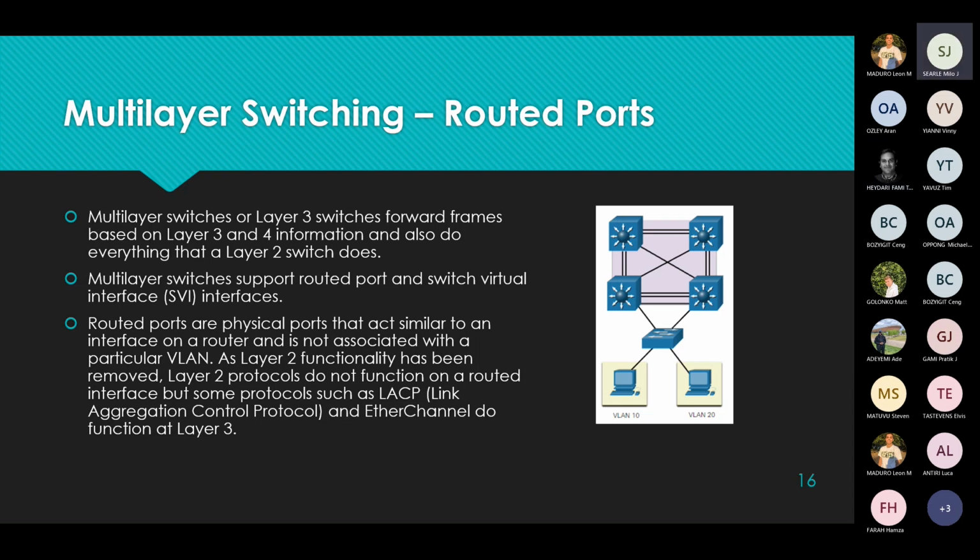Multi-layer switches support routed ports and switch virtual interface or SVI interfaces. Routed ports are physical ports that act similar to an interface on a router and are not associated with a particular VLAN. As Layer 2 functionality has been removed, Layer 2 protocols do not function on a routed interface, but some protocols such as LACP or Link Aggregation Control Protocol and EtherChannel do function at Layer 3.